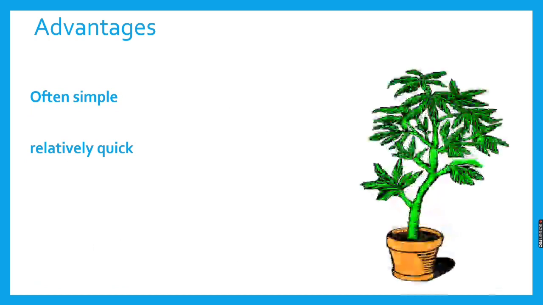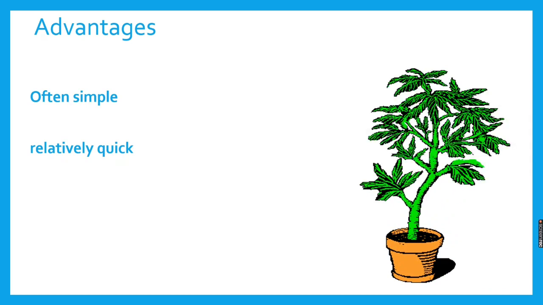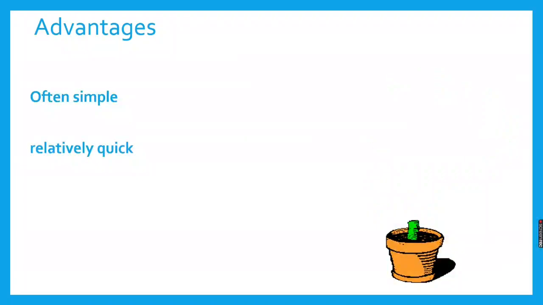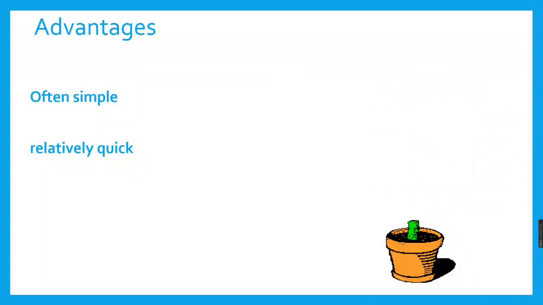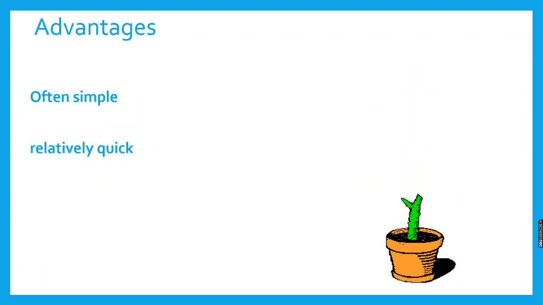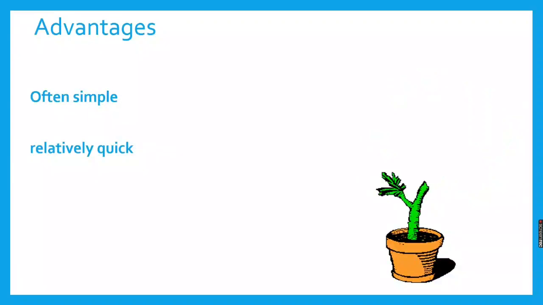Then the second advantage is often simple and relatively quick growth of the plant. Here there is a small animation which tells you that a small plant simply grows very quickly, and this is how the second advantage of vegetative reproduction tells us that there is often simple and relatively quick growth of the plant.